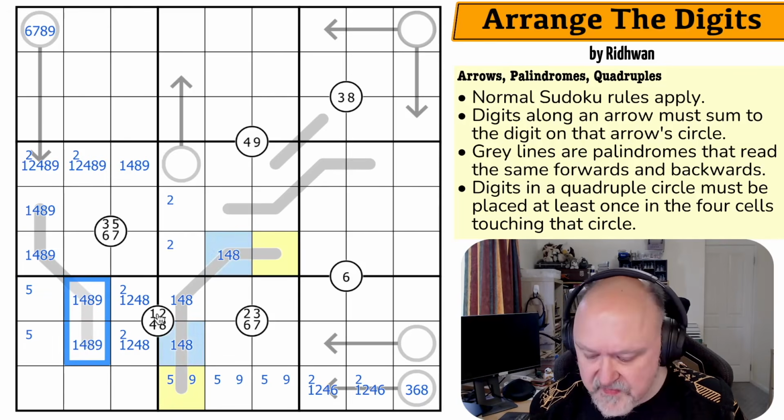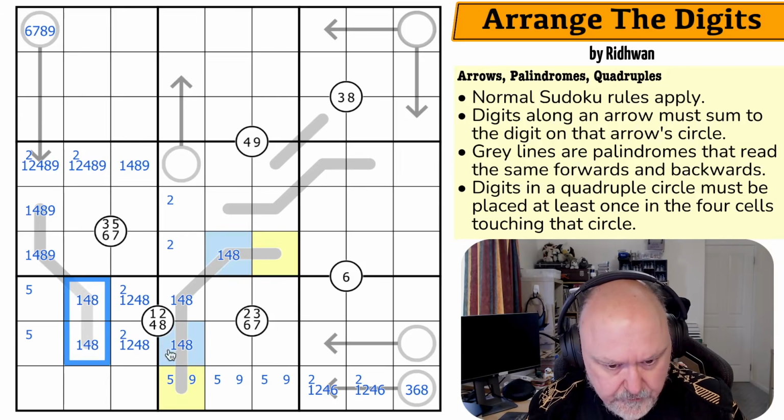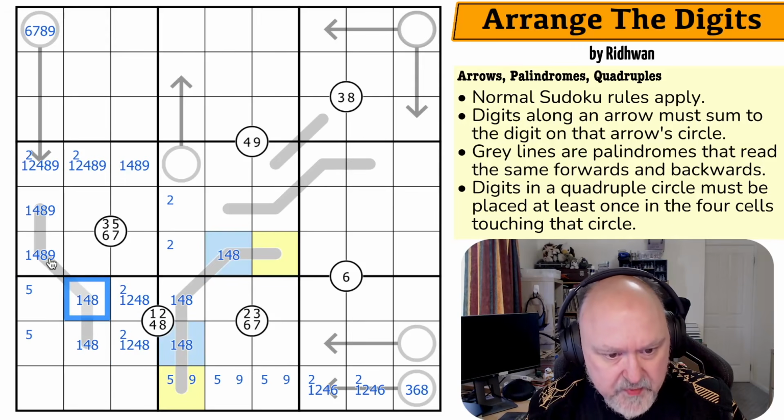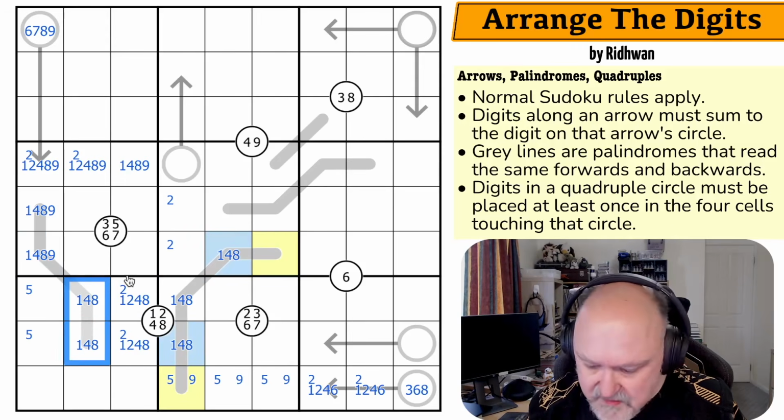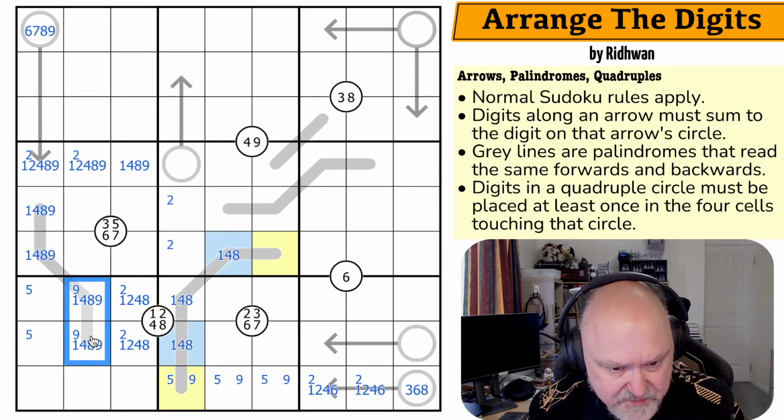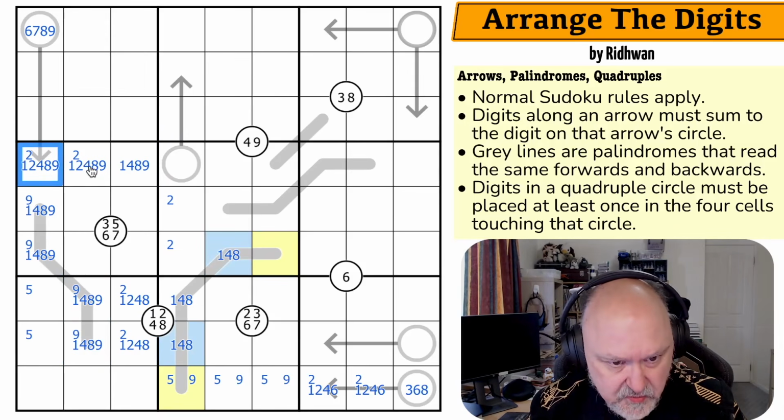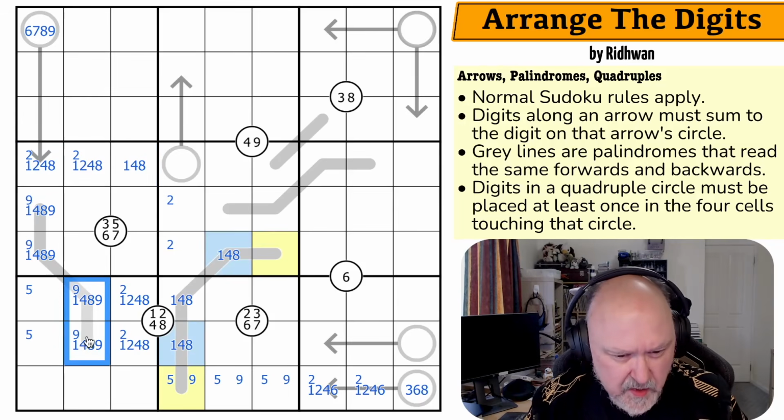If there's no 9 in here, which digit is blue? Because blue needs to be one of those two digits. It can't be that one. That would be blue, which would make that blue, which is a conflict. There must be a 9 in here. So there is absolutely a 9 in here, which means there's absolutely a 9 in here. There's no 9 here.